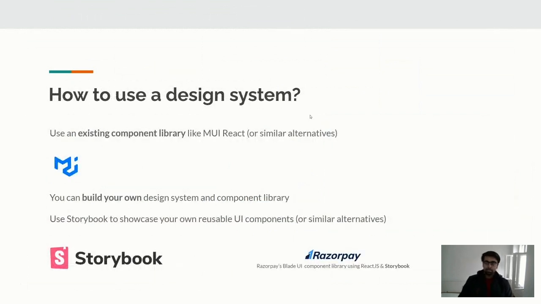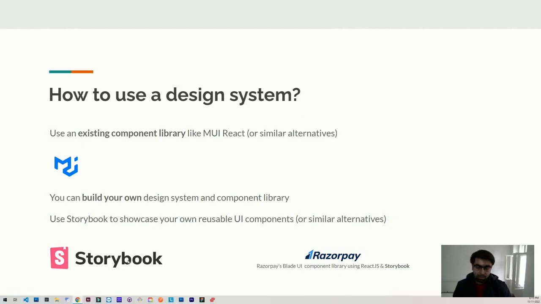And how to use a design system? You can maybe use an existing component library like MUI React or some other alternative and customize it according to you. Or you can build your own design system from scratch. You can also use Storybook, or some alternatives, to showcase your reusable UI components.